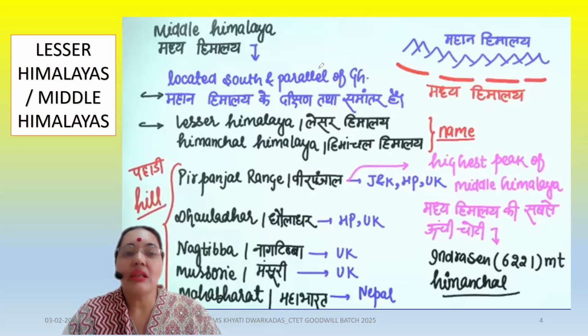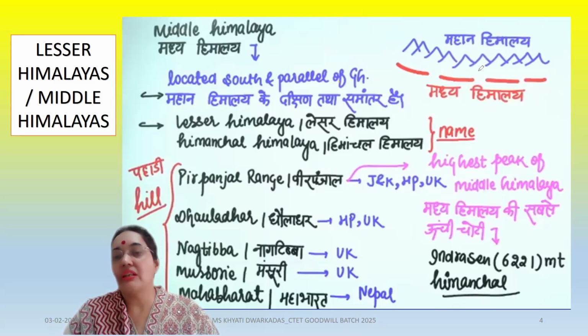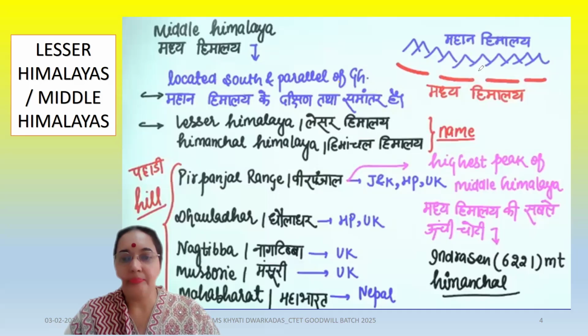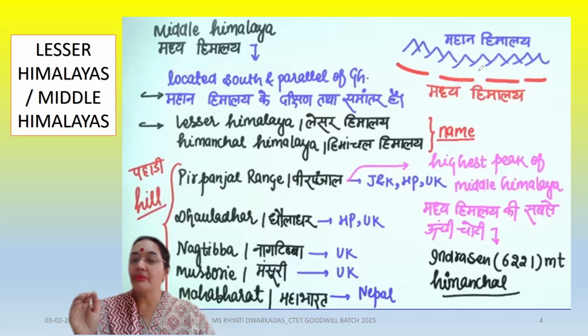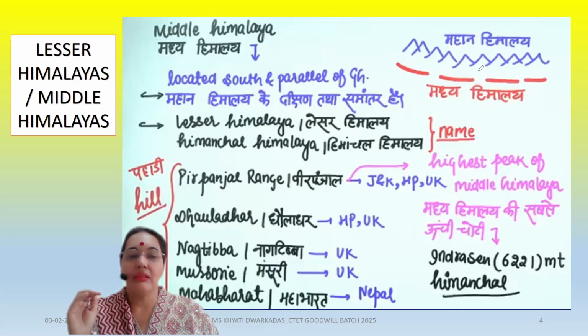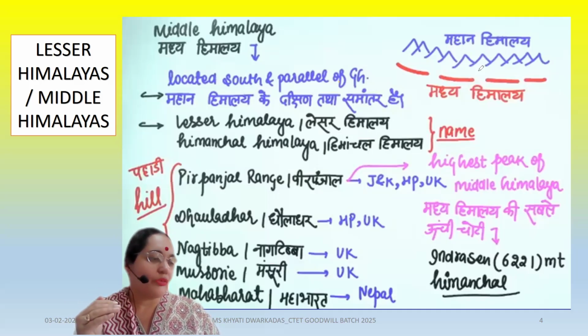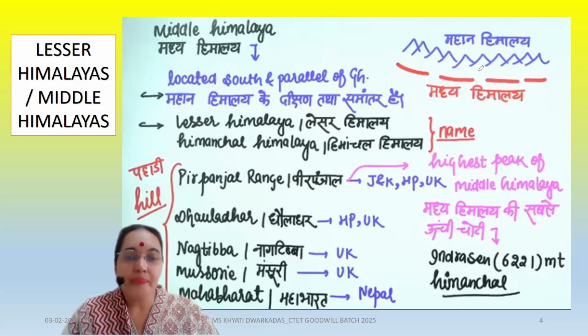Now, when you see this, you can see they are located to the south of the Greater Himalayas, and they are parallel to the Greater Himalayas. They do not meet anywhere. The Lesser Himalayas are also called Himachal. And the most important peaks in the Lesser Himalayas or the Middle Himalayas or the Himachals, whichever name suits you, you may choose to call it by that name. So you have Pir Panjal, you have Dhauladhar, you have Nag Tibba, Masuri, and Mahabharat.